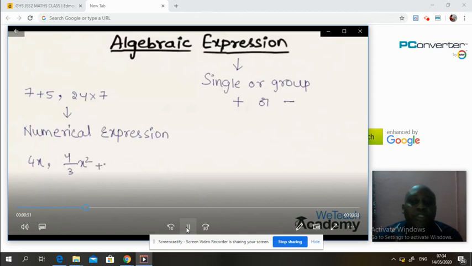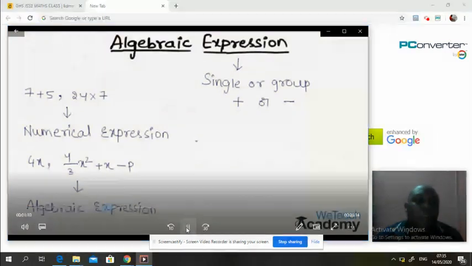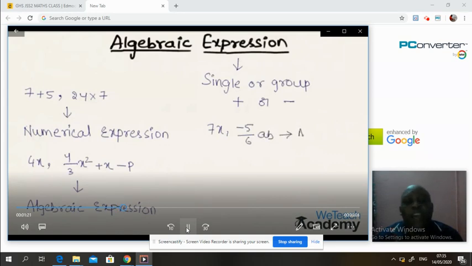Now, you could have a numerical expression. A numerical expression just has numbers added, multiplied, divided or subtracted from each other. For example, 7 plus 5, 24 times 7, they are numerical expressions. When you talk about an algebraic expression, a very good example is 4x. Don't forget, 4x is a single expression. Now, when you have y all over 3x squared plus x minus p, that is an algebraic expression.